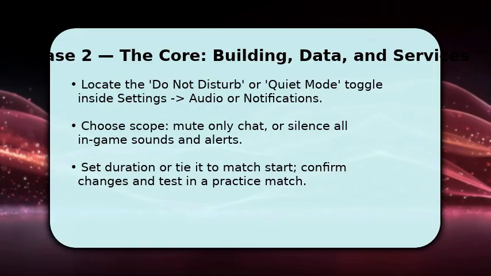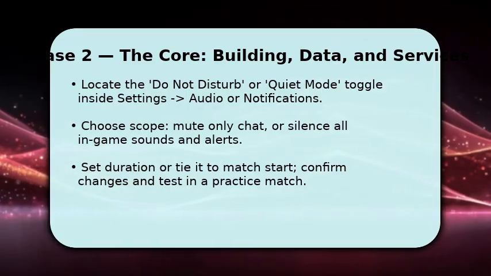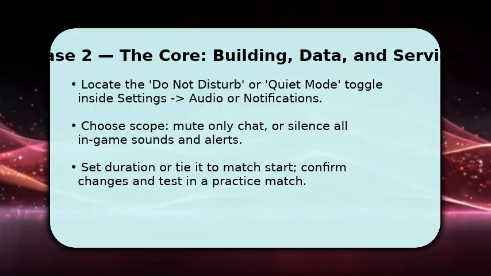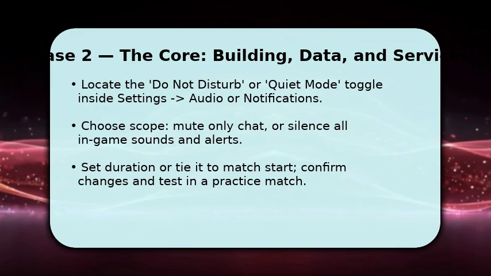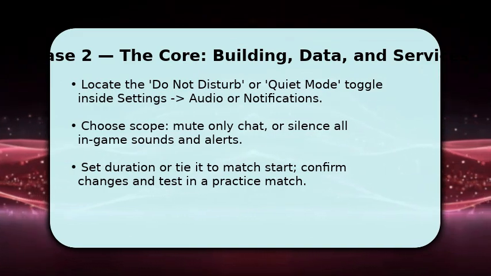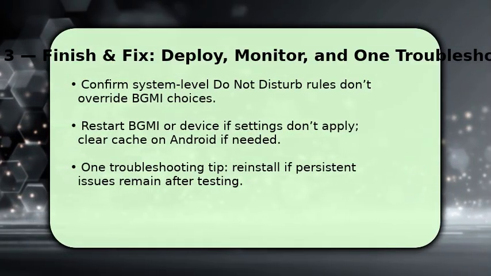Once configured, make sure to save changes and test in a practice match. Testing proves the settings act as you expect, preventing interruptions in real games. You finish by verifying system-level Do Not Disturb rules won't conflict with Bgmi. Make sure priority contacts or alarms are configured separately.